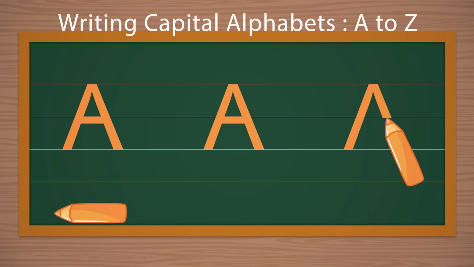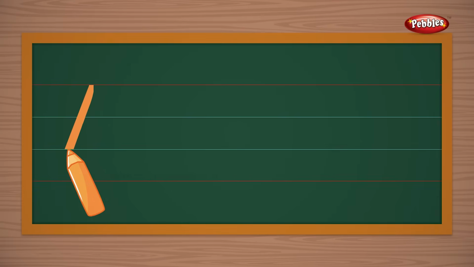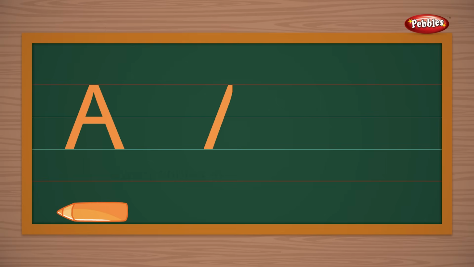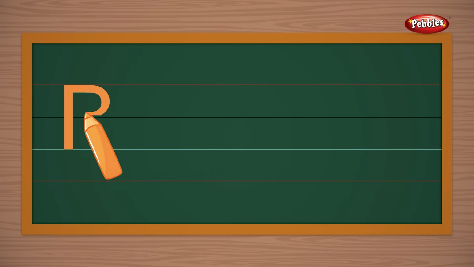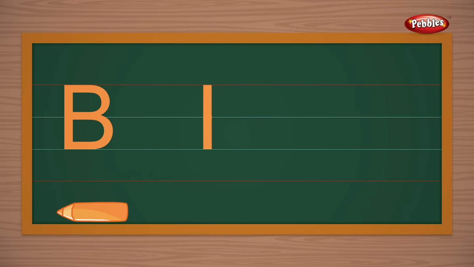How to write the alphabets. A. One slanting line, another slanting line, and a sleeping line makes A. Now let's write B. Standing line, curve, another curve makes B.